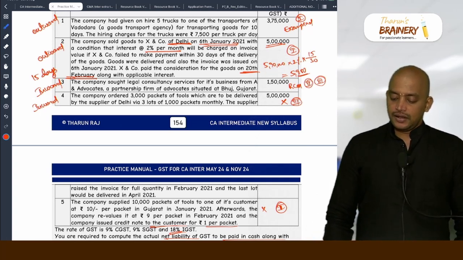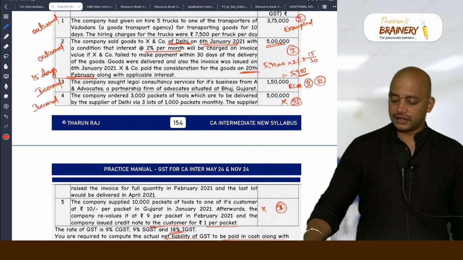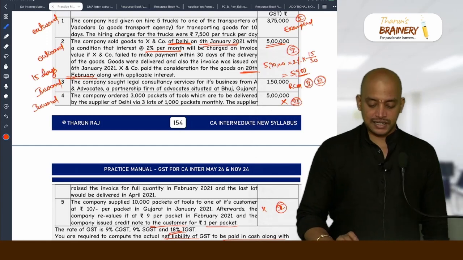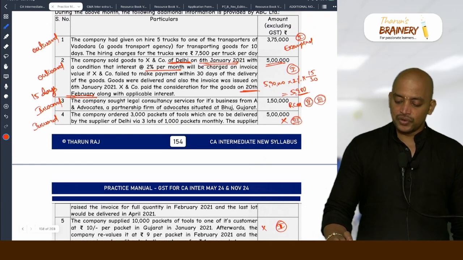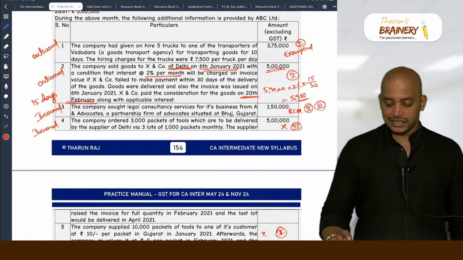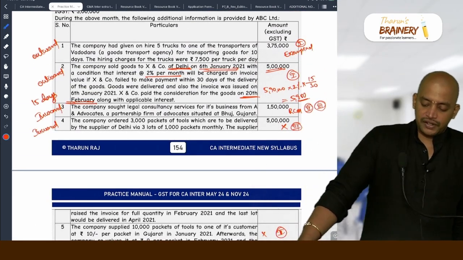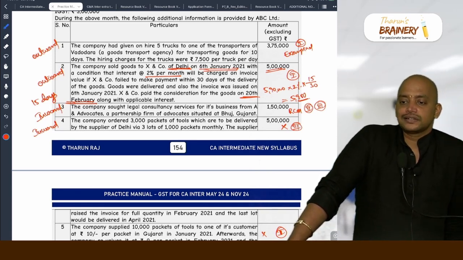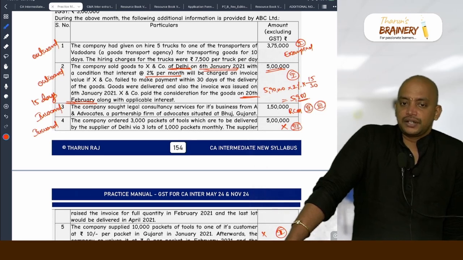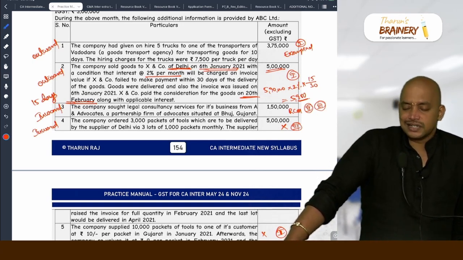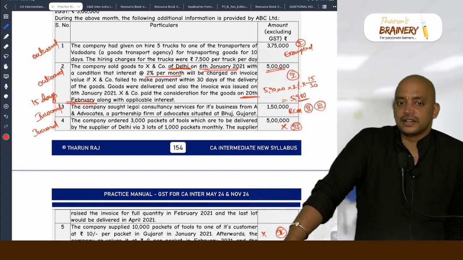So how much? 1 lakh 50 into 9%. 13,500 and 13,500. Then next, statement 3, computation of net eligible ITC. First one, goods received in lots. Particulars, CGST, SGST, IGST. Goods received in lots, dash, dash, dash, we cannot take. Legal services, we can, that is 13,500, 13,500.